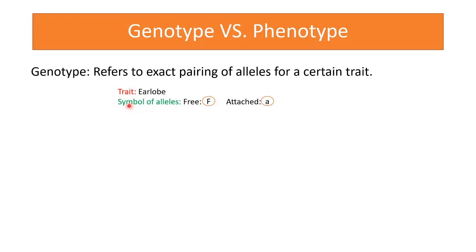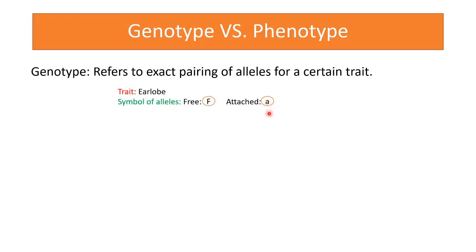Here for the free allele, I'm going to represent it with capital F. Why capital F? I take the first letter from the word, and if it's dominant, I represent it as a capital letter. For attached, I'm also going to take the first letter A, but since it's recessive, it's going to be symbolized by small a.